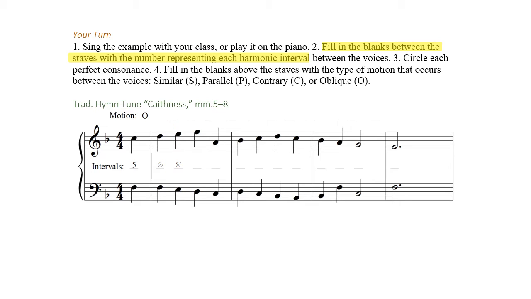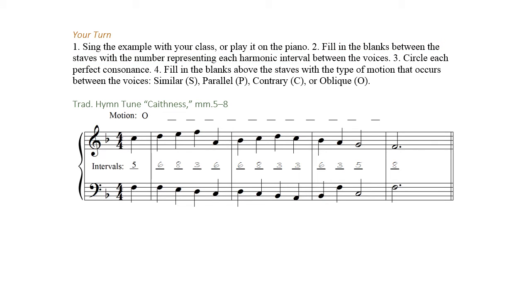On beat 3, F in the soprano above D in the bass creates a third, because we count D, E, F as 1, 2, 3. We continue to fill in the harmonic intervals in the same way. At this point, you may want to pause the video and check your interval answers.